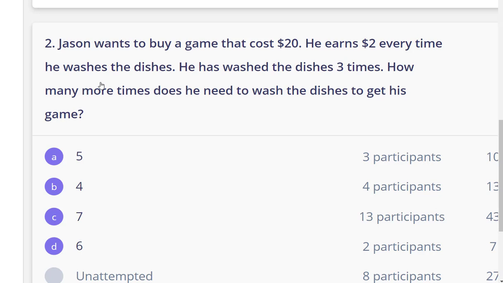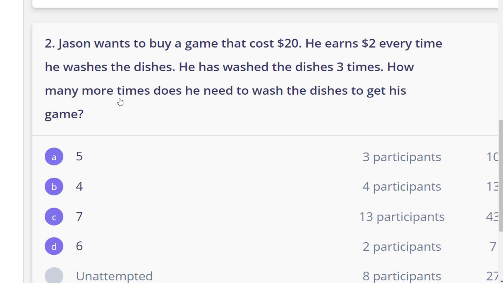The next question. Jason wants to buy a game. The cost is $20. He earns $2 every time he washes the dishes. He has washed the dishes three times. How many more times? To answer how many more times, you should first answer the heading question. How many times in all does he need to wash the dishes? 20 divided by 2 equals 10. This is the heading question.